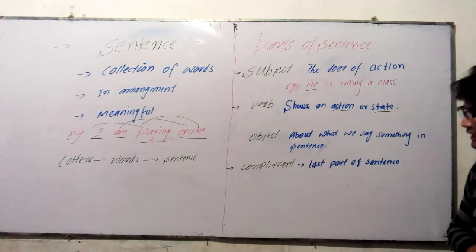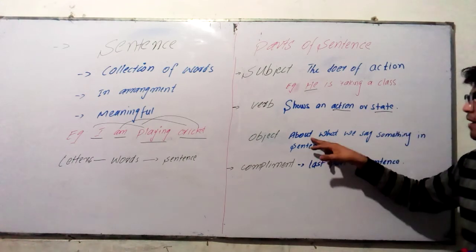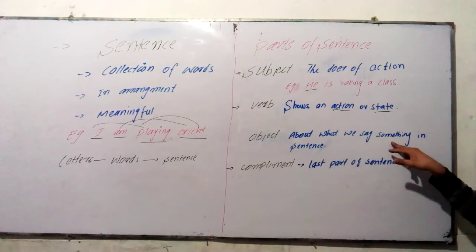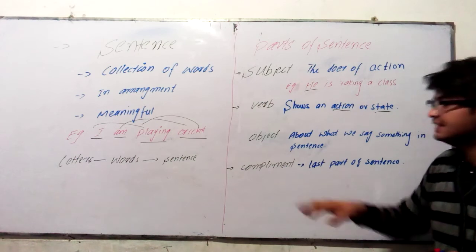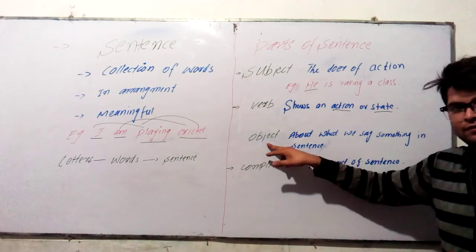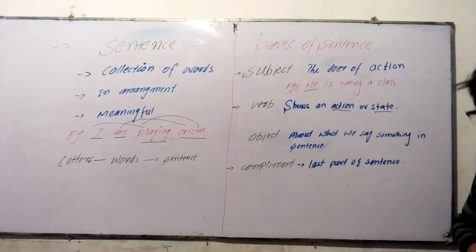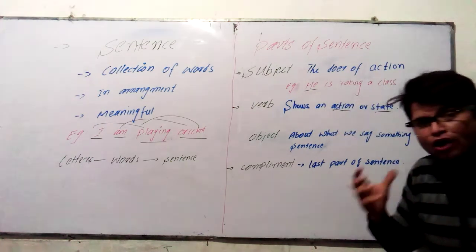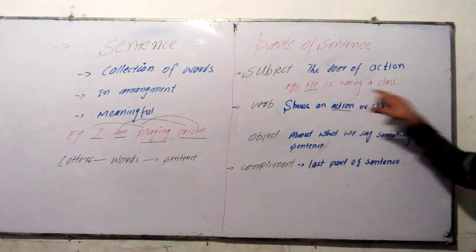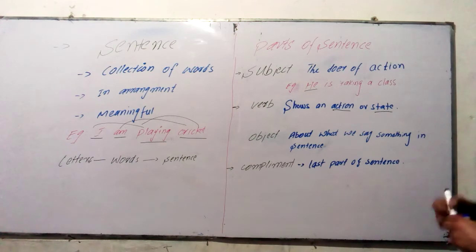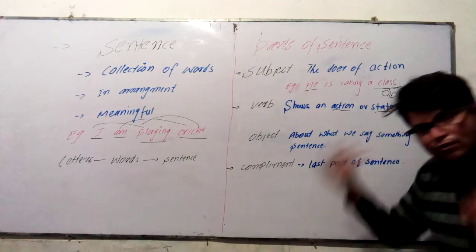It can be defined as that about which we say something in a sentence, that is known as object. Suppose an example number first, he is taking a class. So now about what are we talking in this sentence? About class. So class is object here, because we are talking about class.